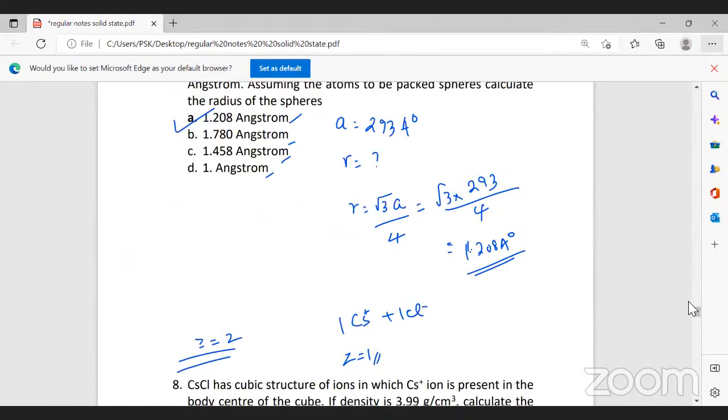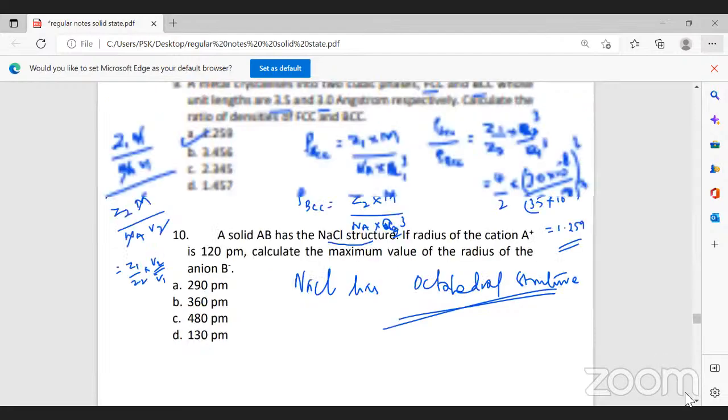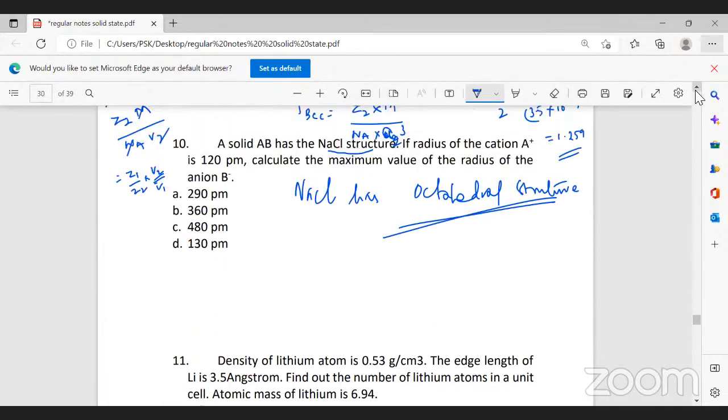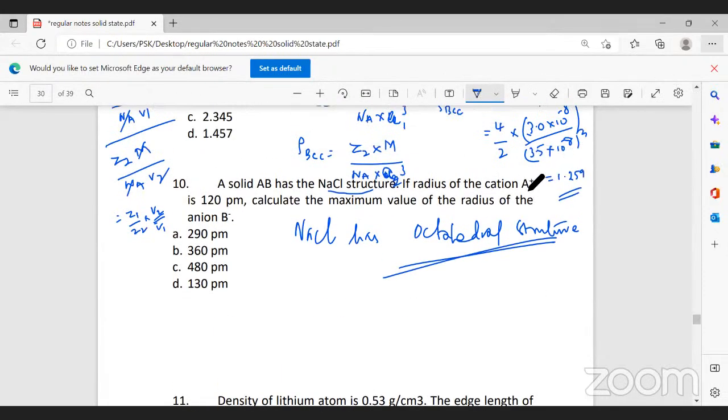Now here the question they have asked: a solid AB has NaCl structure. If the radius of A plus is 120 picometers, calculate the maximum value for the radius of the anion. So radius of cation by radius of anion is equal to the radius ratio. This is the formula. It is an octahedral structure, sodium chloride structure, and the range we know starts at 0.414. You should always take the minimum.